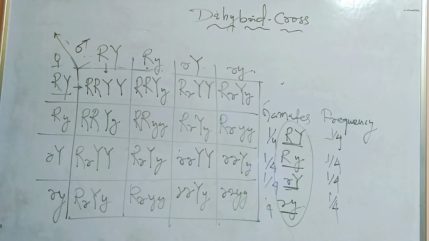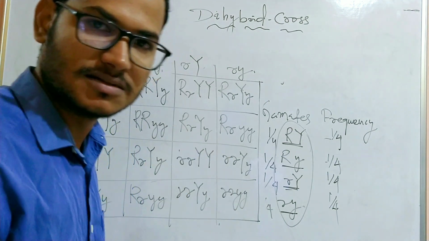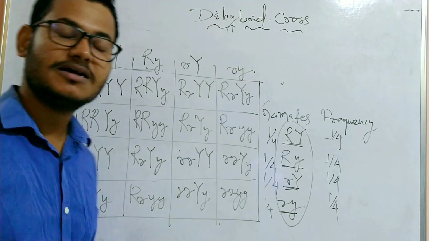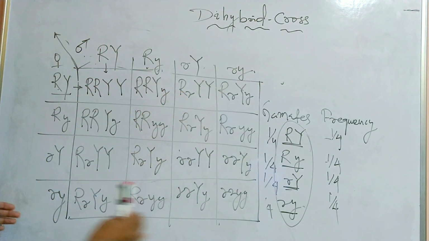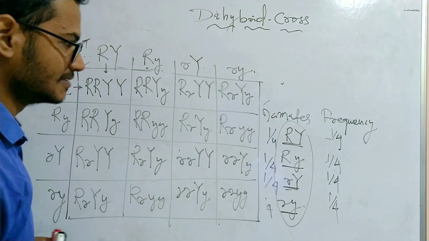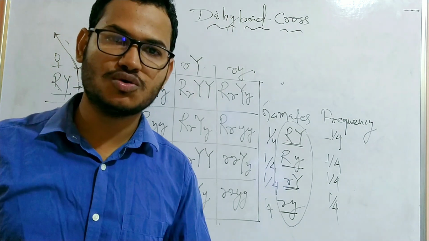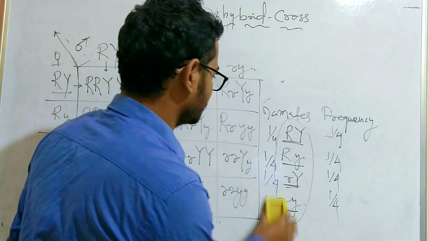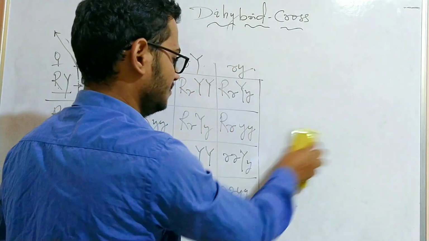So in this way we can easily represent the different plants, different offspring we will get by the self-pollination of the F1 generation. So we'll have these 16 different plants. Now let's see the phenotypic and genotypic ratio of Gregor Johann Mendel's dihybrid cross. So we'll have these different results.